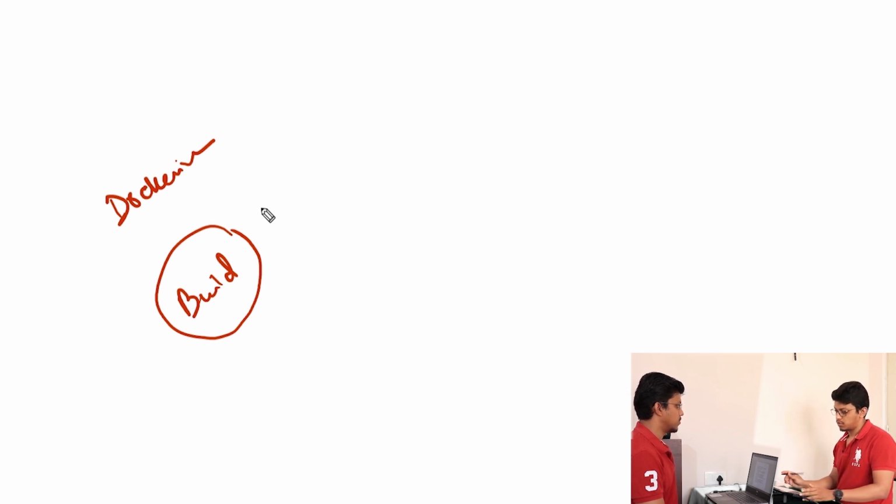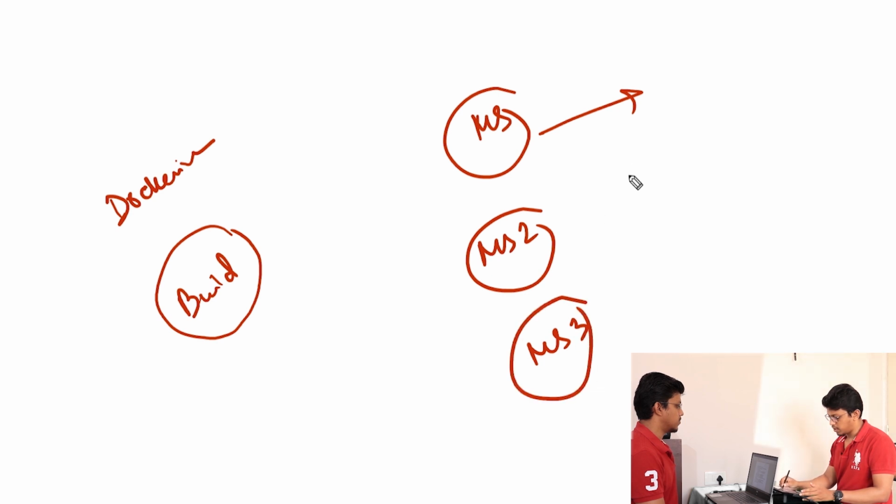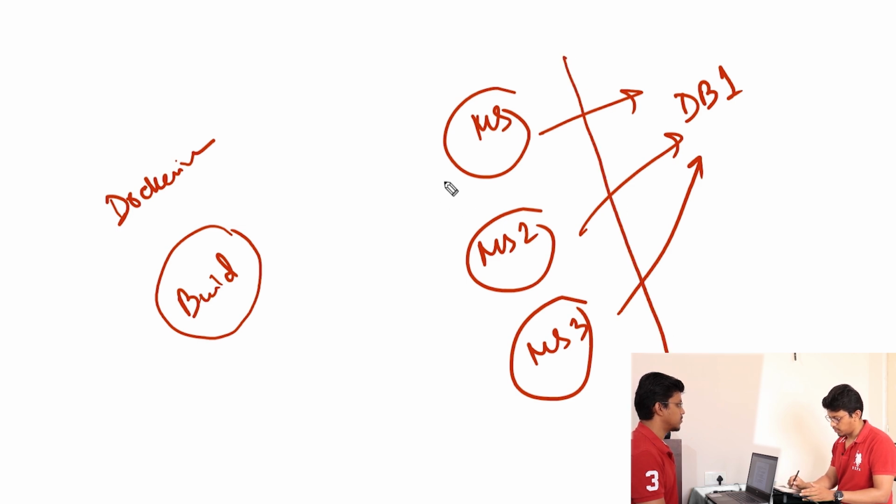And one more best practice is, for each microservice, instead of microservice 1, microservice 2 and microservice 3 talking to a single database, database 1, we can take this out and make individual databases.